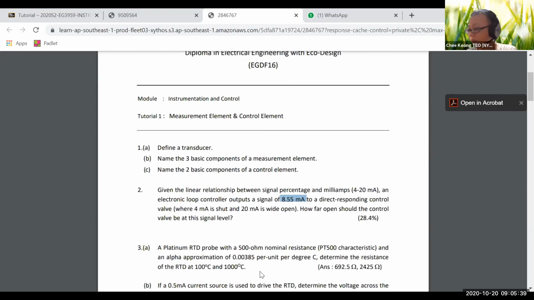So how to calculate this? Anybody, any idea? You take 8.5 divided by 20 milliamp.